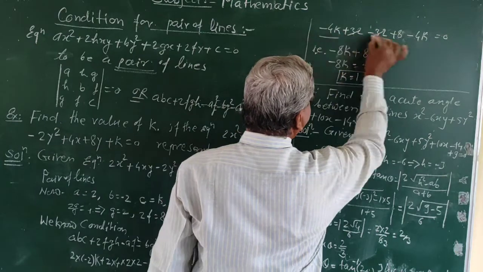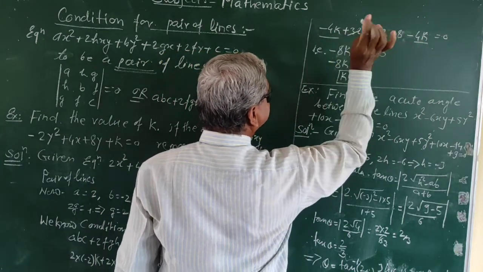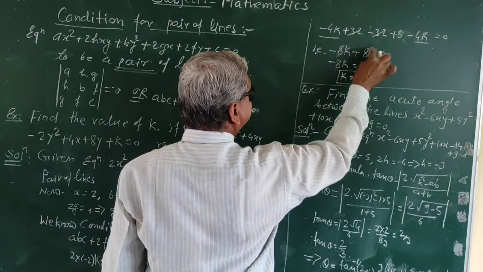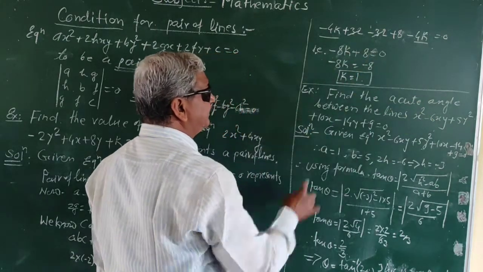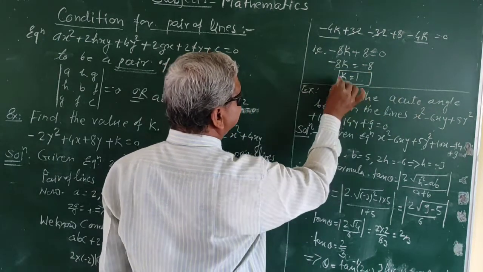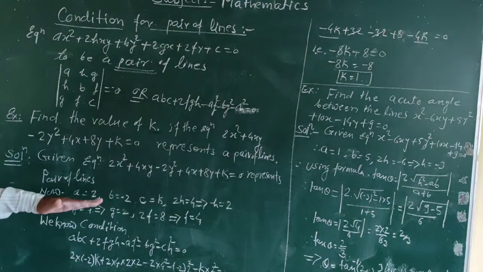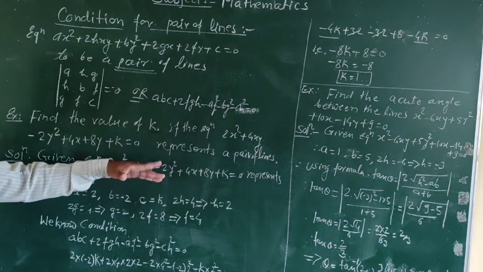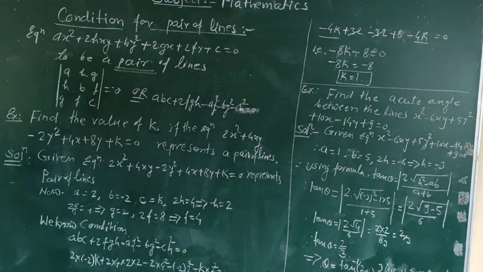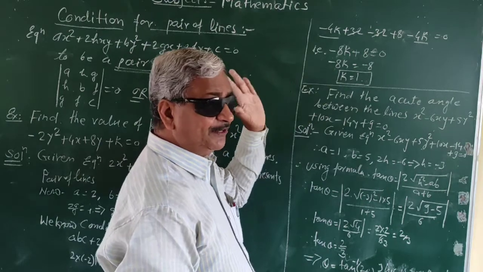So we collect the terms in k, that is minus 8k plus 32 minus 32 gets cancelled. So here plus 8 equal to 0. Minus gets cancelled. We divide by 8, you will get 1, that is k is equal to 1. So in this way, we can apply this condition for the pair of lines to find the value of unknown a. Now, again we take angle between the pair of lines.